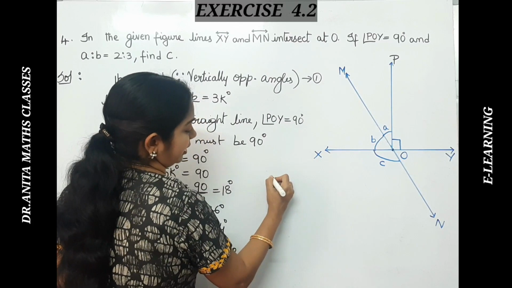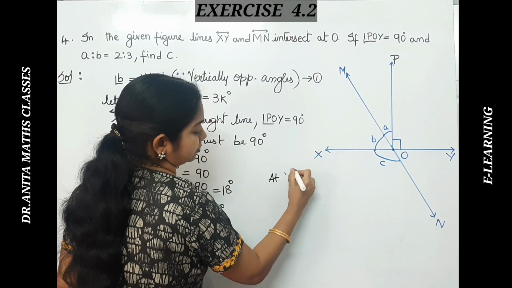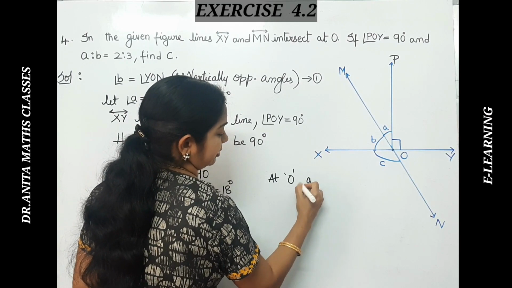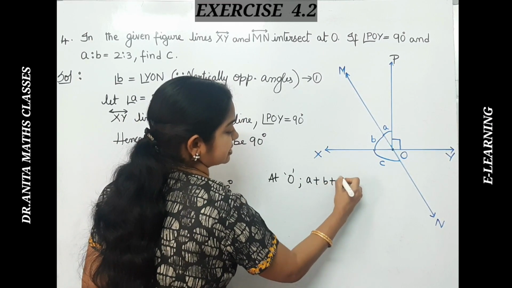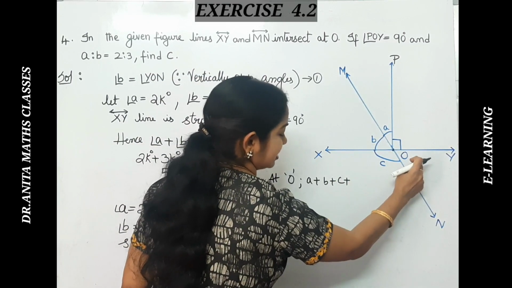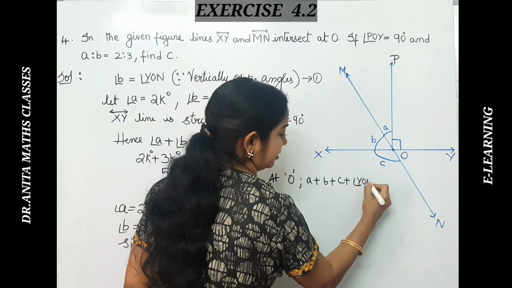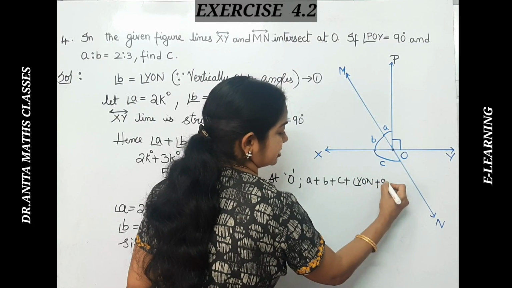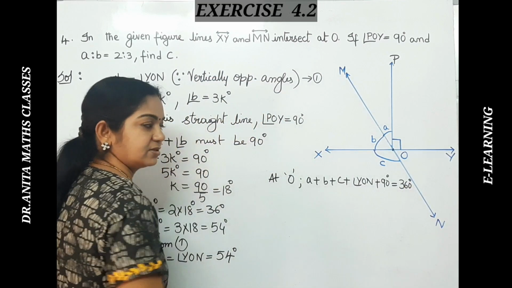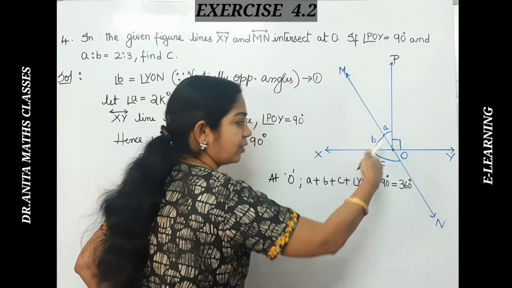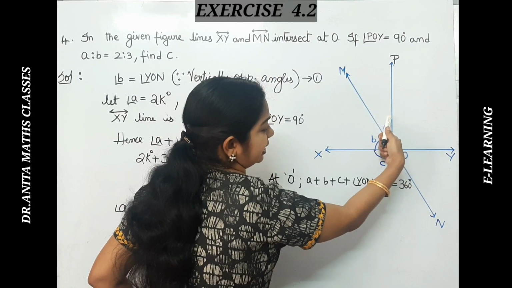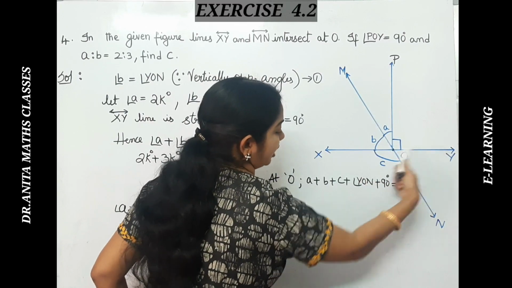Therefore, at O, angle A plus B plus C plus A plus B plus C plus this angle, that is YON, plus this 90 degrees equals 360 degrees, right? So at O means the angle at a point, the complete angle, that is 360 degrees. So I am summing up all of them: 90, A, B, C, and this is YON.